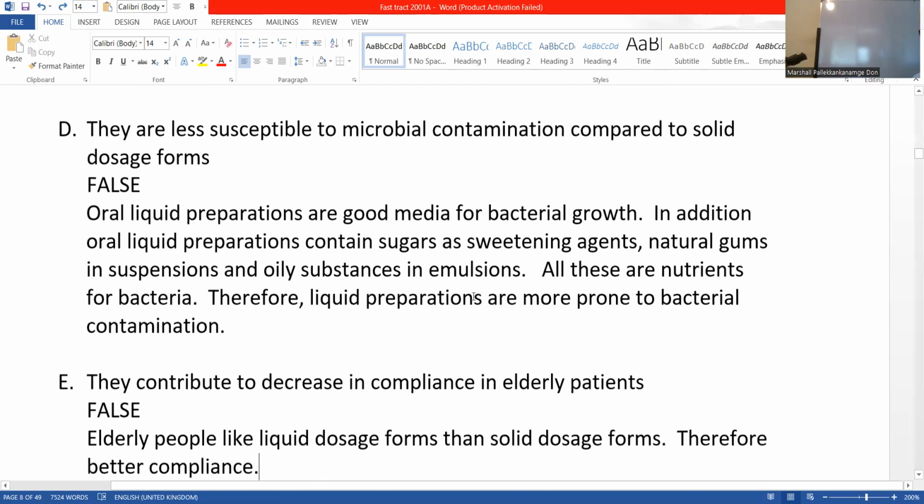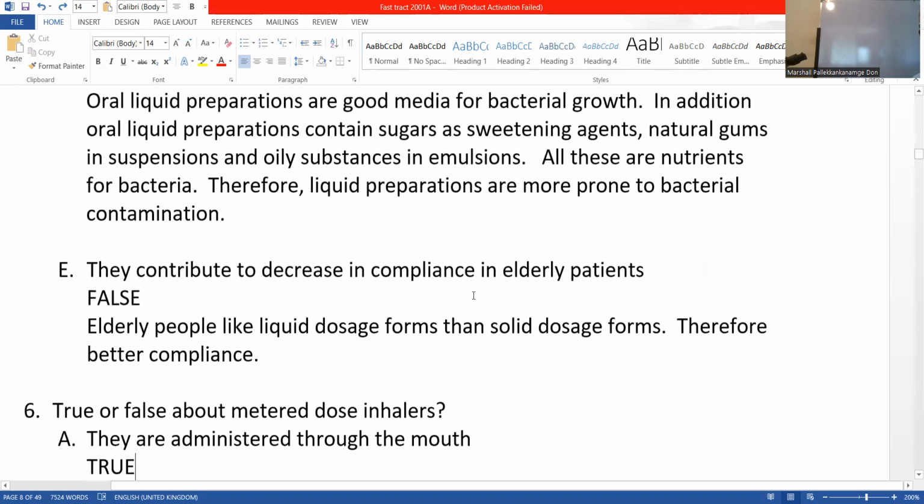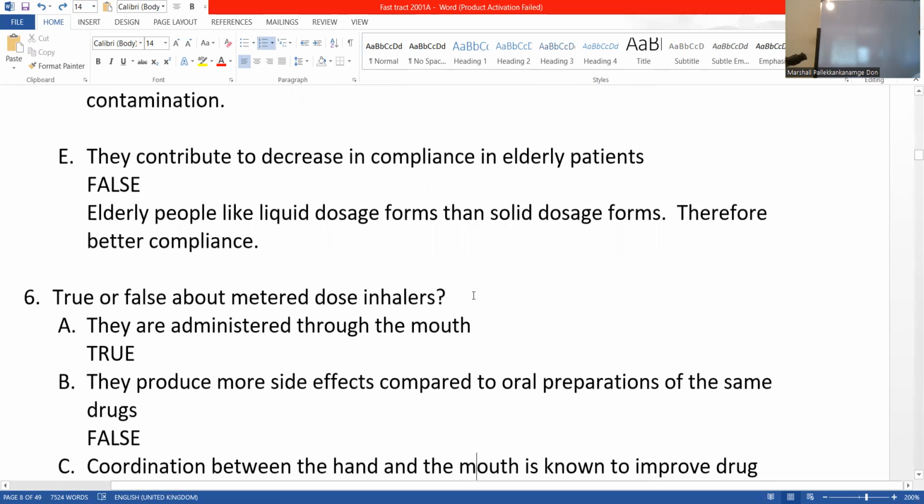They contribute to decrease in compliance in elderly patients. That is false. Elderly patients normally like to take liquid forms rather than solid drugs. So we'll go to question number 6.